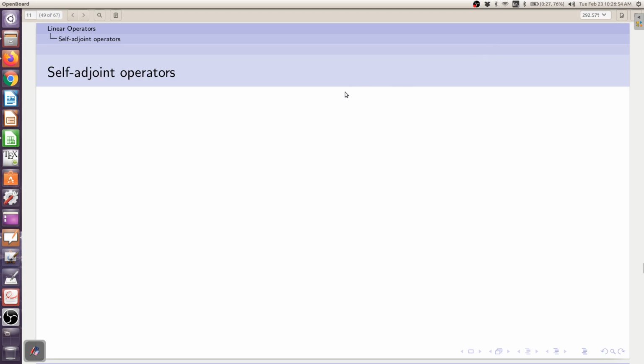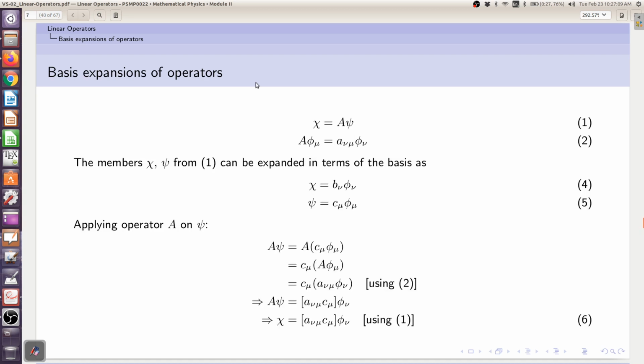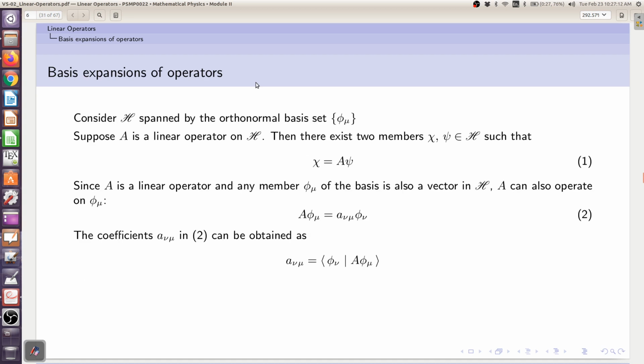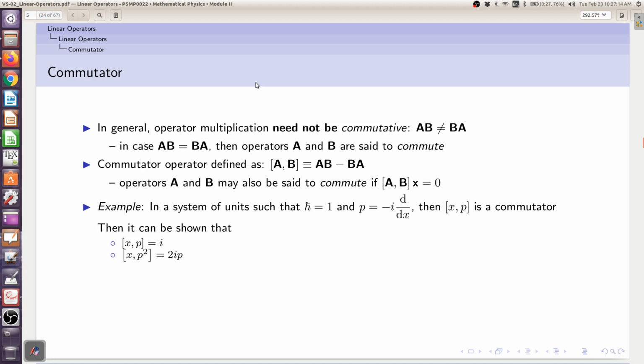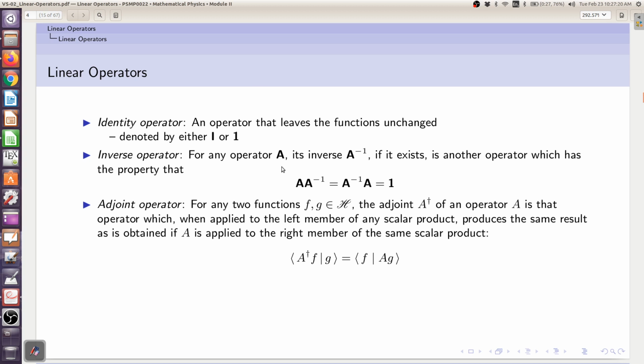Hello everyone. In this lecture, we will carry our discussion forward and talk about self-adjoint or Hermitian operators. I had already given you a brief introduction to this when we were talking about the properties of linear operators. So the basic idea here is the adjoint of an operator.